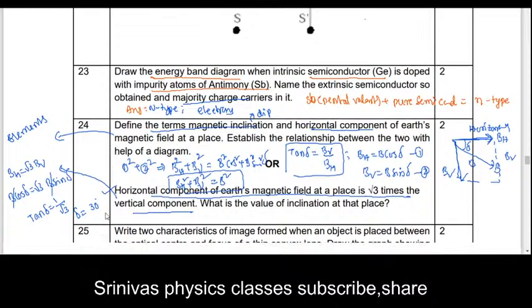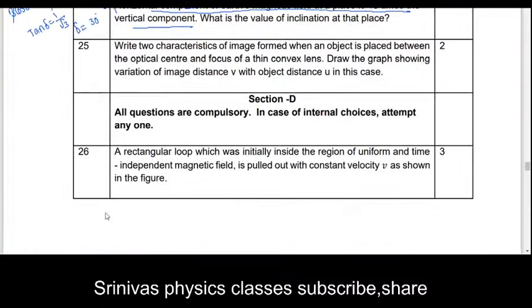Next question. What are the characteristics of the image formed by the convex lens when the object is placed between the focus and optical center? Draw the diagram. Okay, this is the convex lens. The object is placed between the focus and optical center. Here we are placing the object. Where will the image be formed?